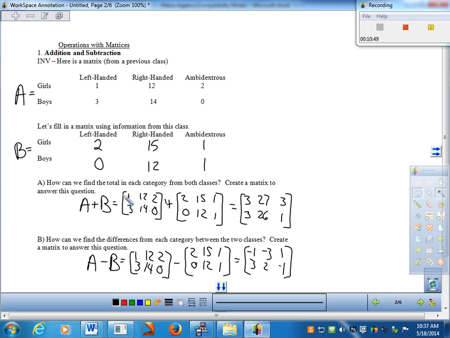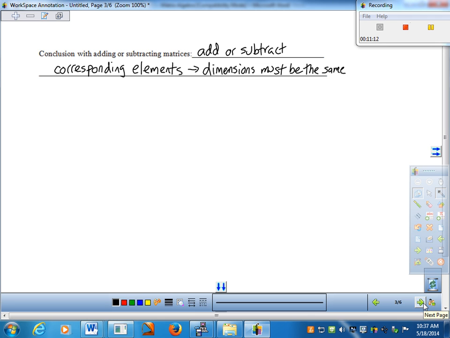This was 2 by 3. This was 2 by 3. And so my answer is 2 by 3. If, for whatever reason, this was a 2 by 3 and maybe this was like a 2 by 2, maybe this didn't exist, then simply you cannot add them. It just would not happen. I have to have things line up perfectly. I have to have corresponding elements in each and every case. And if I don't, well, very simply, I can't do it.